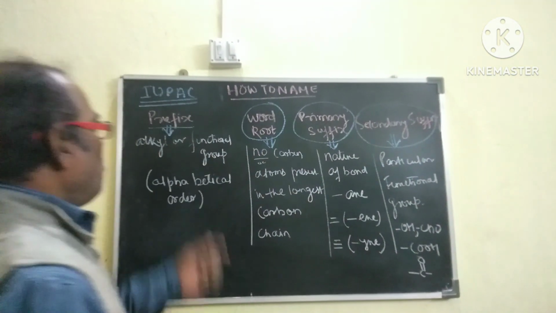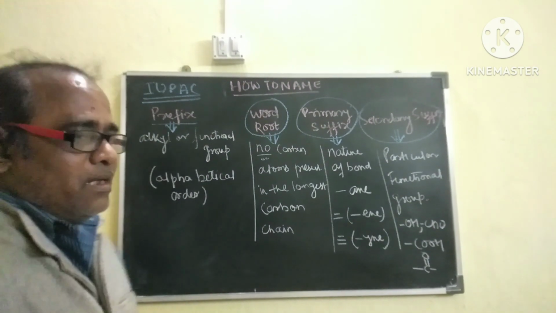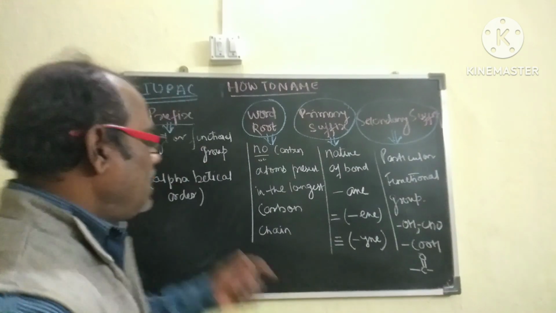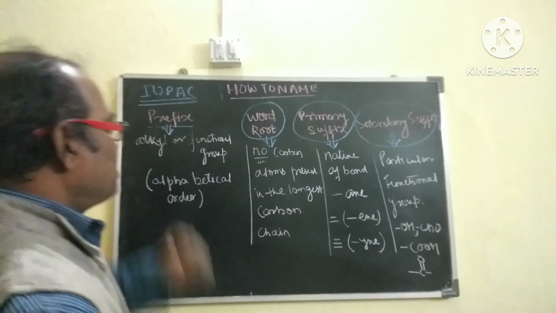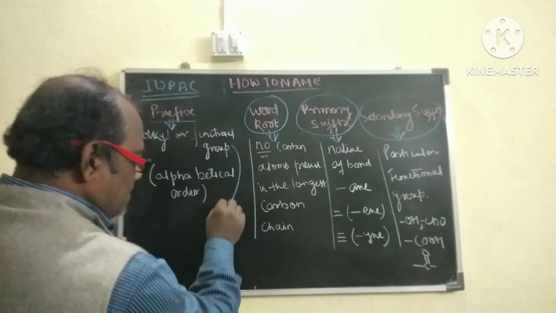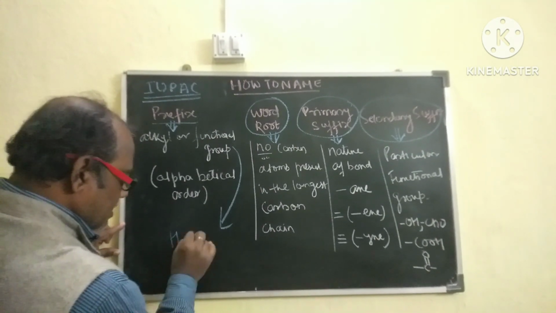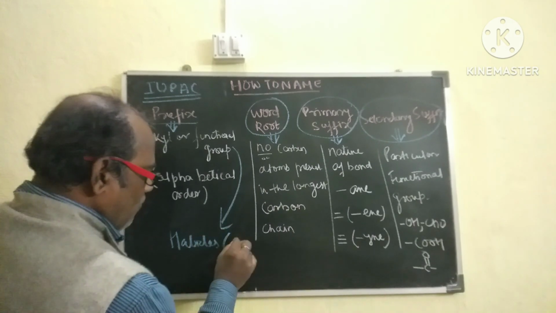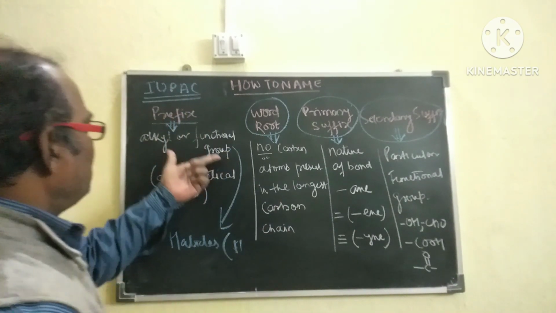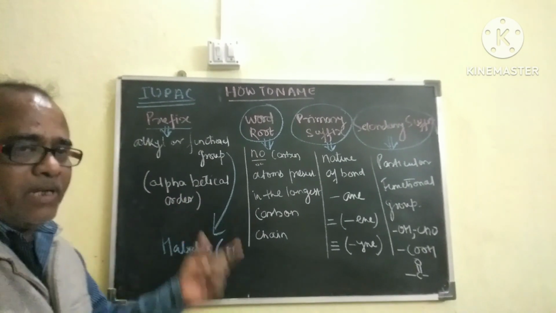Now let me tell you what is prefix. In the prefix, you have to write any alkyl group. Suppose the formula of the alkyl group is CnH2n+1. So any alkyl group is always written in the prefix. Or any functional group, generally the halides, that is fluorine, chlorine, bromine, iodine, etc. They are generally used as a prefix, and they are also always written in alphabetical order.